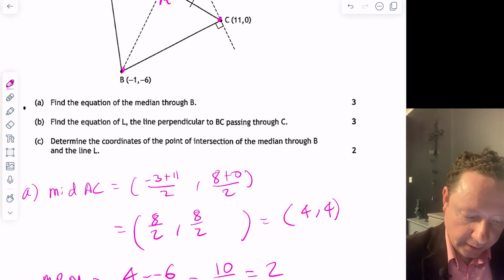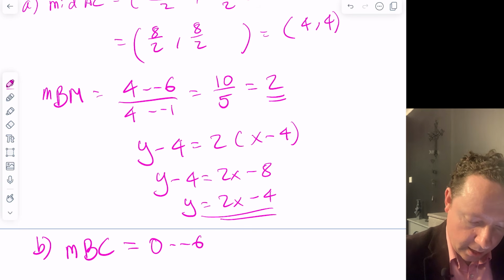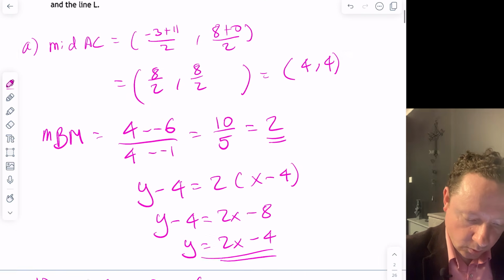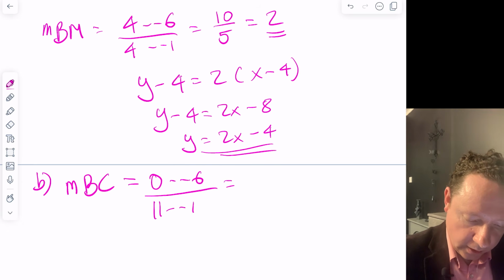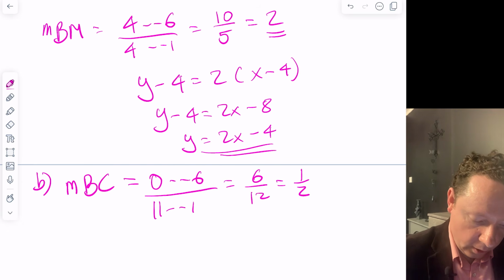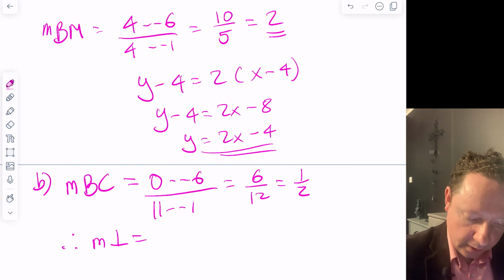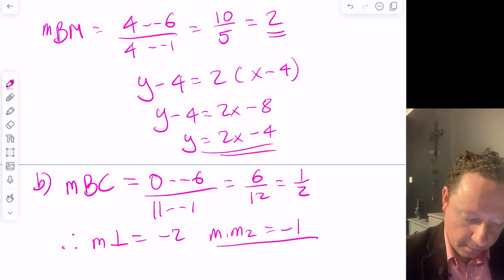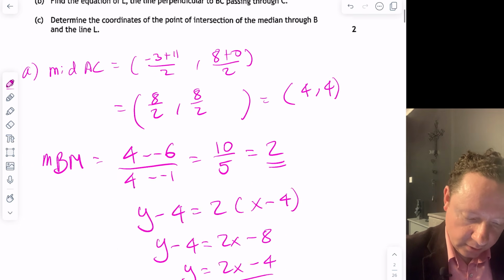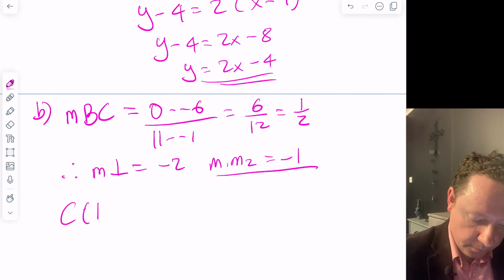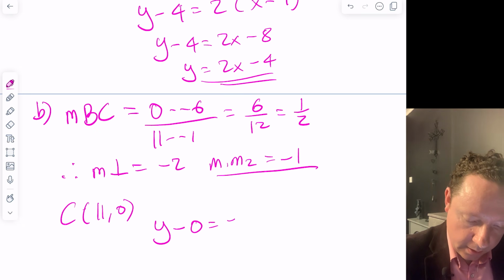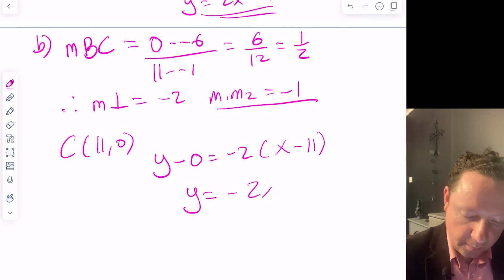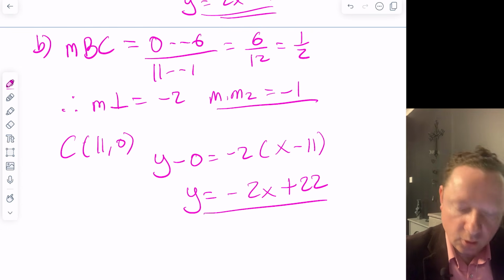We've got 0 minus minus 6, and we have 11 minus minus 1. So that is just 6 over 12, which is a half, and therefore the gradient of the perpendicular is minus 2 because m1 m2 equals minus 1. Always need that little statement. And now we use the point C, which is 11, 0. So y minus 0 equals m times x minus 11. So that just gives me y equals minus 2x, a minus times a minus is a plus, plus 22, and we're done there.